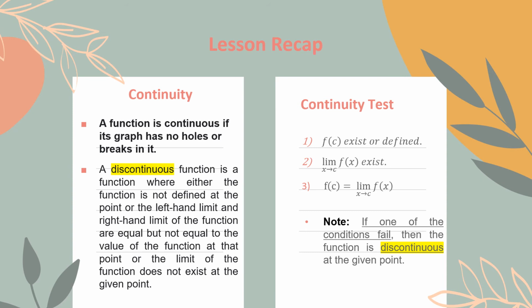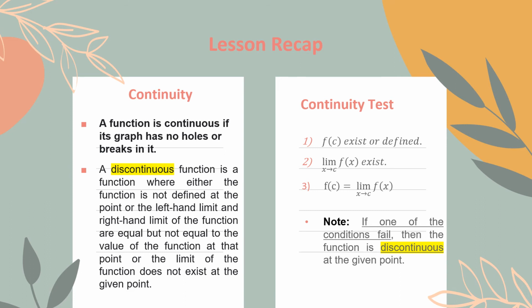Next, a discontinuous function is a function where either the function is not defined at a point, or the left-hand limit or the right-hand limit is not defined. Or it may be defined with values, say for example in the piecewise, you have 3 and 5, but they are not equal. So the limit does not exist at a given point. Those were the examples earlier.